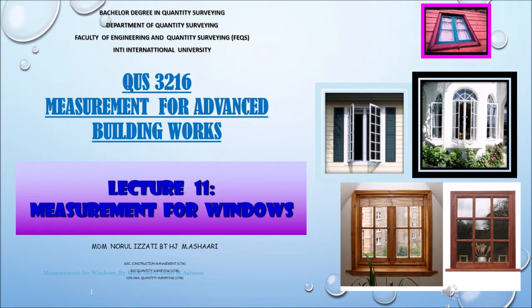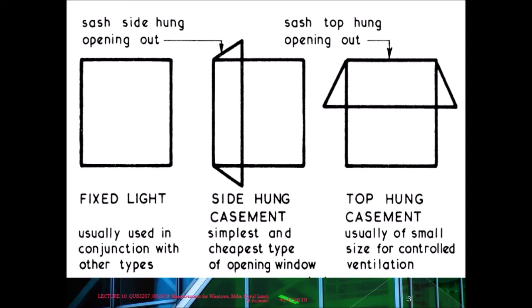Hi everyone. This week we are going to continue with the next topic for the measurement of the opening. We have measurement for the doors and the windows. So we start with the doors, then we continue with the window. You need to know the basic terminology before we start the measurement. Okay? Let me change the color.